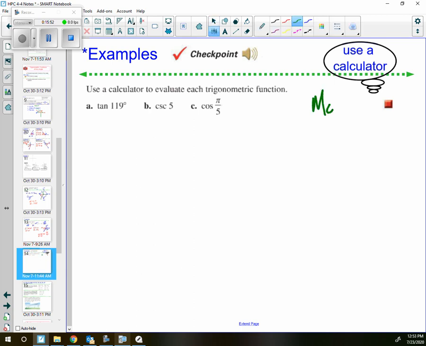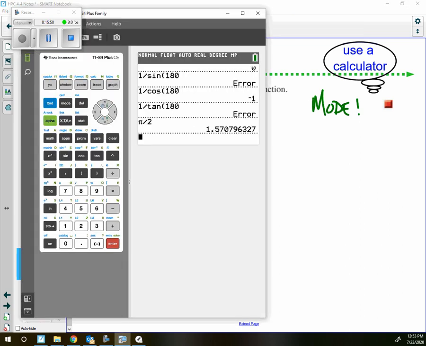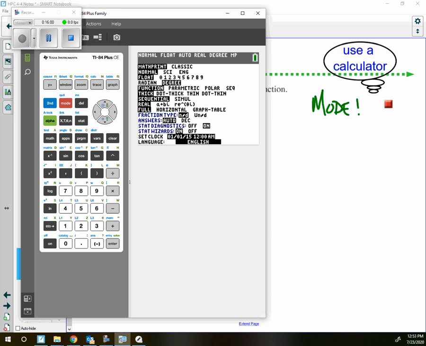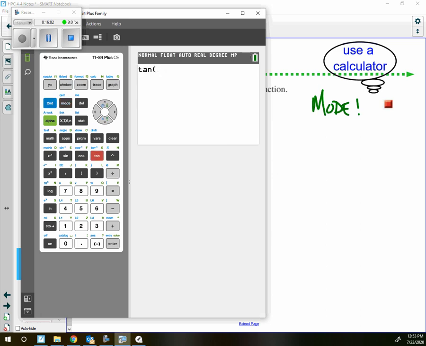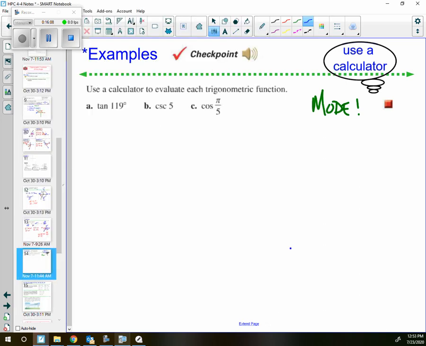So we always want to check the mode of our calculator to be sure we're okay. All right, so tangent of 119. Let me double check my mode here. My mode is in degrees. Good. So I want to do tangent of 119. And I get a negative value. Okay, so negative, and we can decide what we want to round to here.